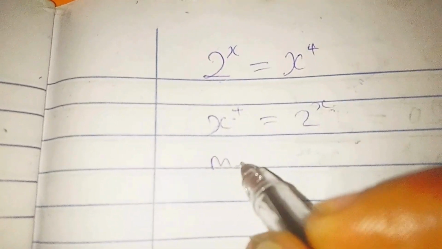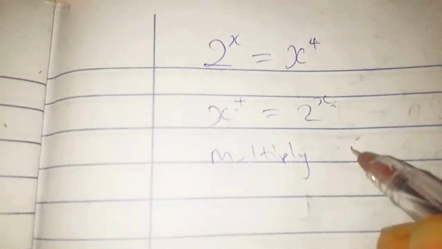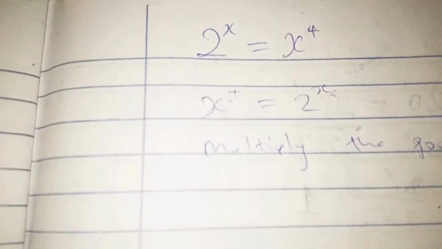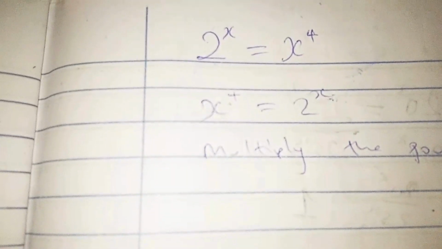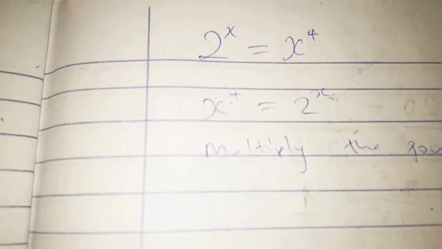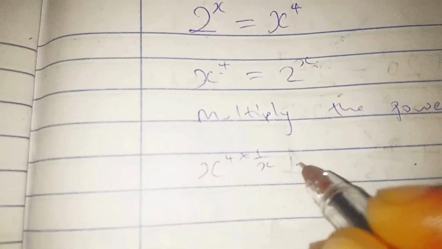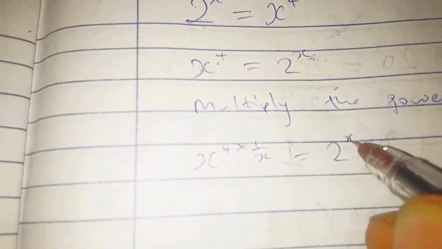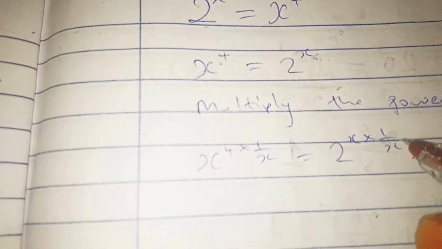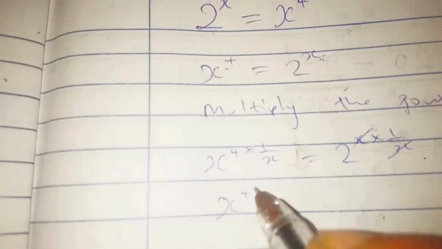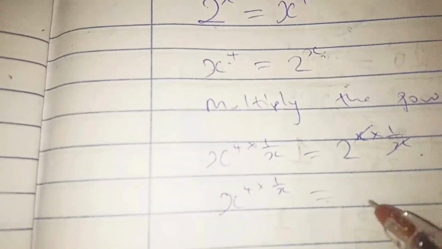So we multiply the powers by the inverse of x. So multiplying the power by the inverse of x, 1 all over x, it will become what? x raised to power 4 times 1 over x is equal to 2 raised to power x times 1 over x. So this x cancels this, so it becomes x raised to power 4 times 1 all over x is equal to what?